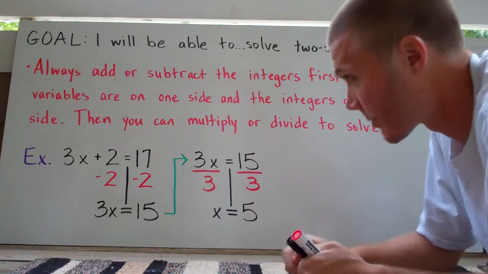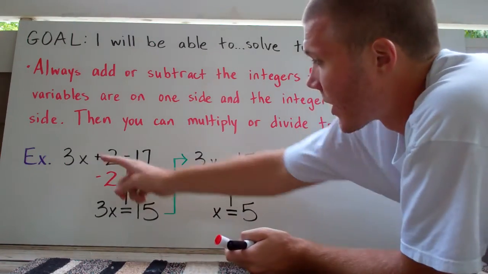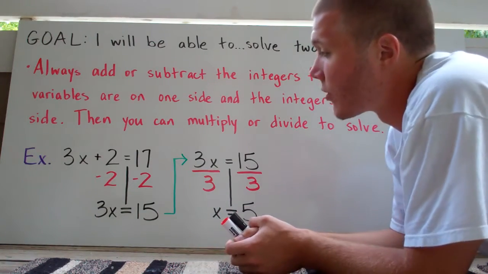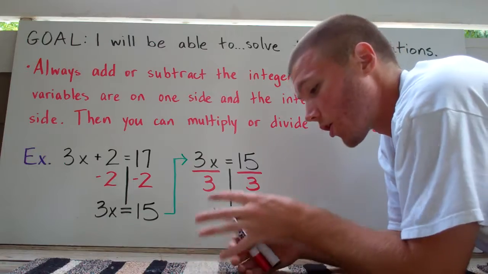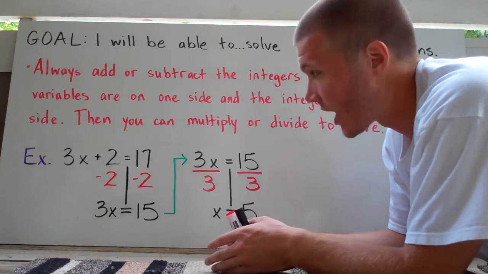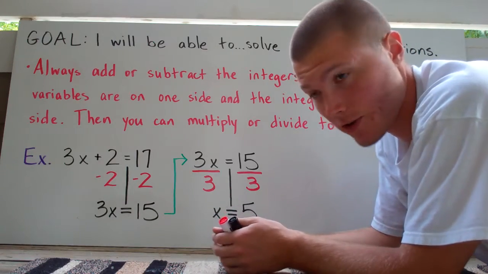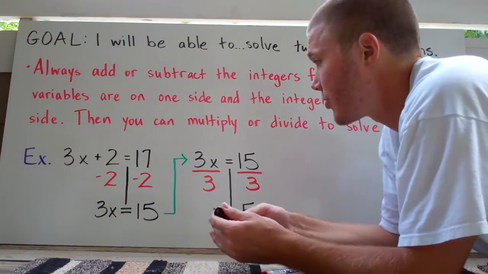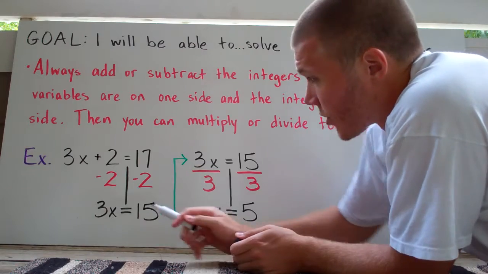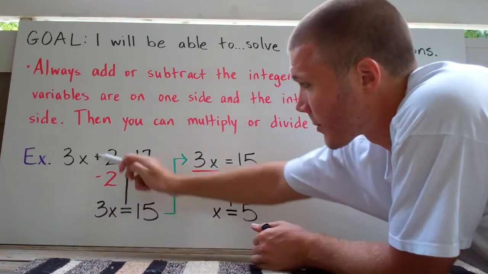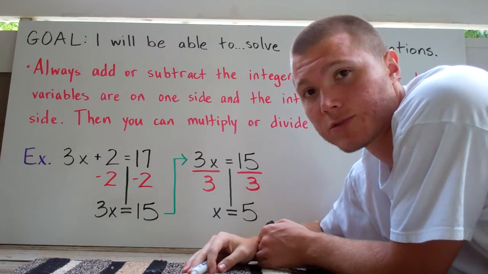So here's an example. We got 3x plus 2 equals 17. The first thing we want to do is get all the integers, or all the numbers, on one side of the equal sign. So we have to add or subtract first. First thing we do is use our inverse operations to cancel out that plus 2. Well, the opposite of plus 2 is minus 2.